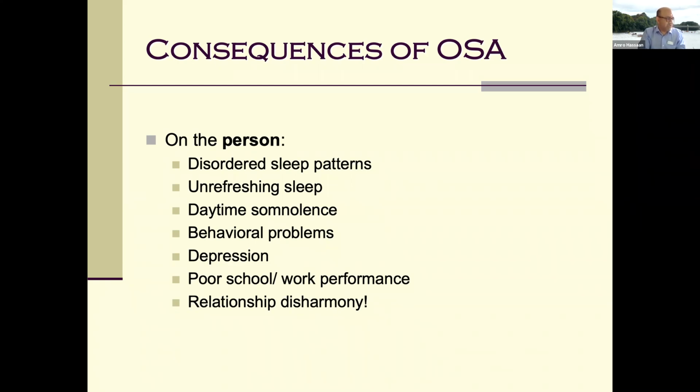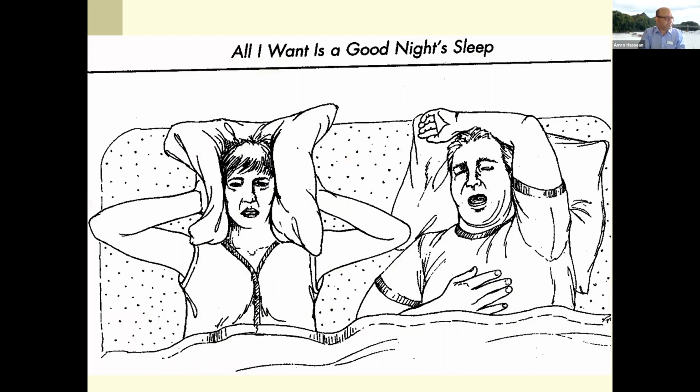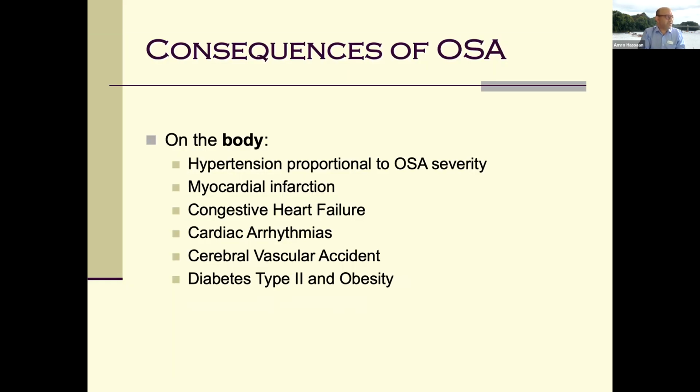In adults, you could get depression. Your work performance can struggle, as can school, of course, and you get relationship disharmony because of the above factors and the snoring. The consequences of this on the body are hypertension, heart attacks, strokes, heart failure, arrhythmias, and type 2 diabetes and obesity.